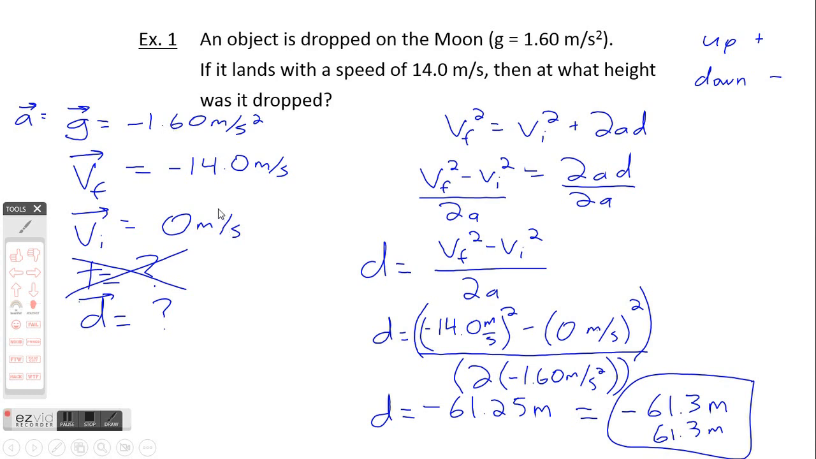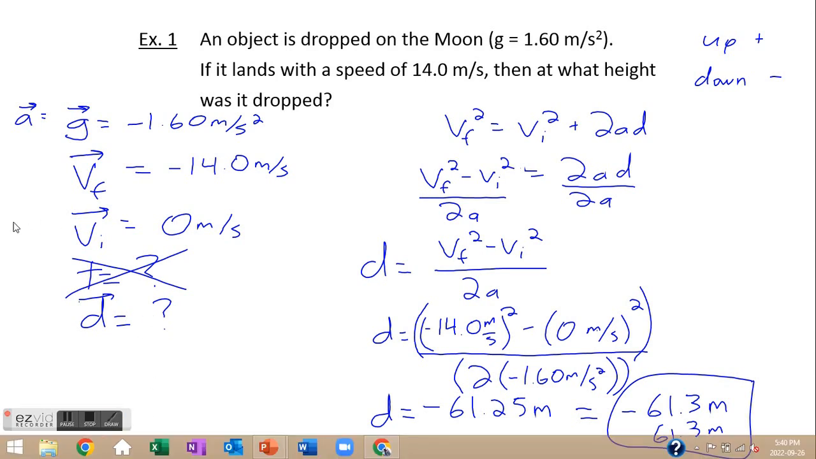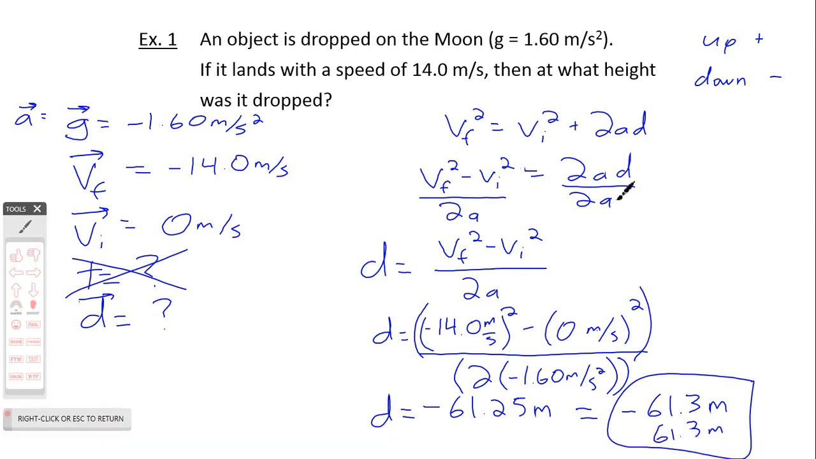All right, so moving on. This is the question we looked at last week, so you can pause it if you need to. An object is dropped on the moon and lands with this speed. What height was it dropped from? We're given the acceleration due to gravity on the moon. We know its final velocity. We know the initial velocity because it was dropped. We want to know the distance. Here is our formula off the formula sheet that we're going to use.